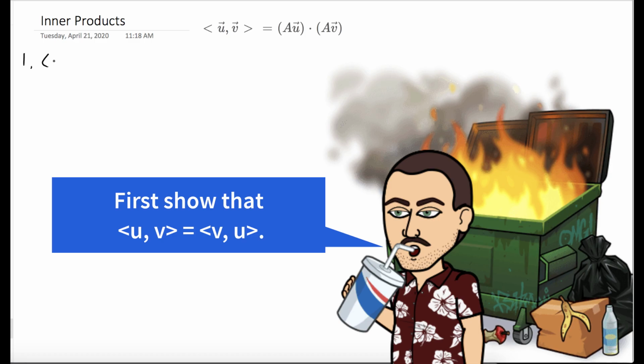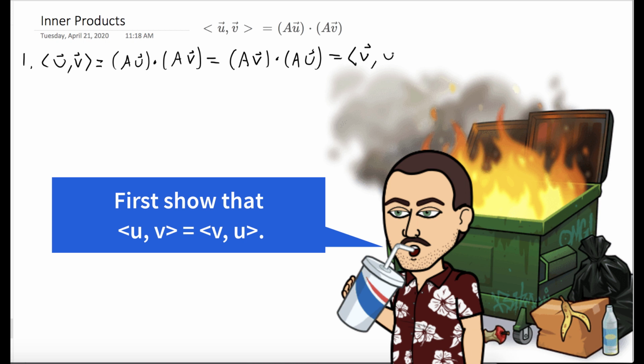So we need to show all four axioms hold. So we'll start by taking the product of u and v, which is Au dot, this is the dot product, Av. The dot product commutes, so that's Av dotted with Au, which is the product of v and u. So condition 1 holds.